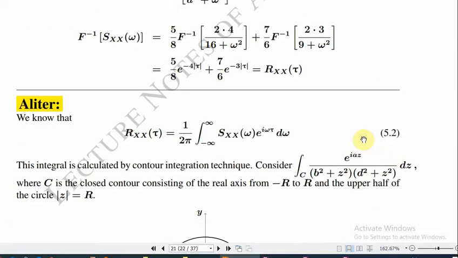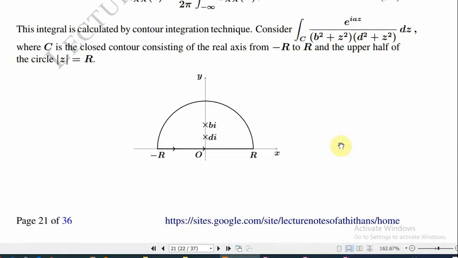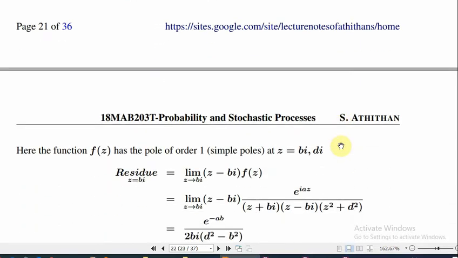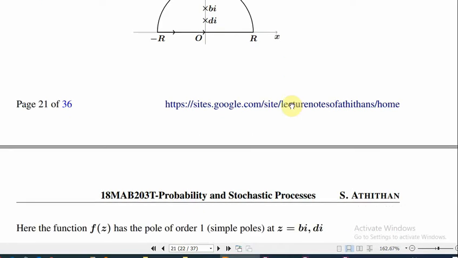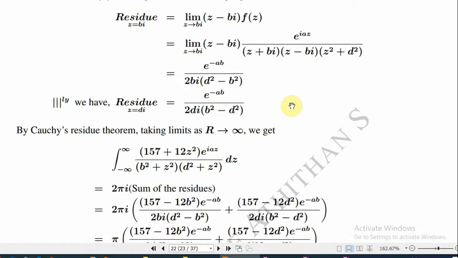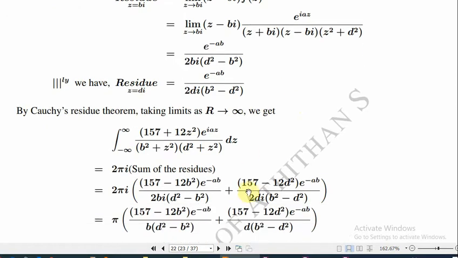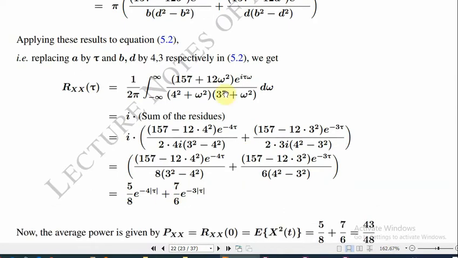This problem can be solved by another method also. This is the Fourier inverse transform method, but you can also solve it with the residue theorem method, which we have used here by writing this form. We take the positive poles because the negative poles will be out of this region. You learnt all of this in the second year mathematics course. The sum of the residues will be like this, and you will get the same answer.